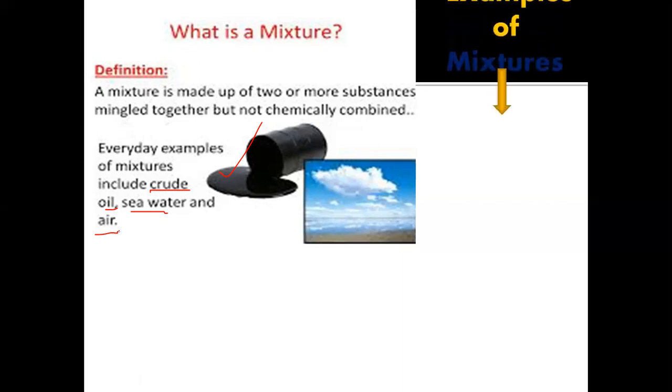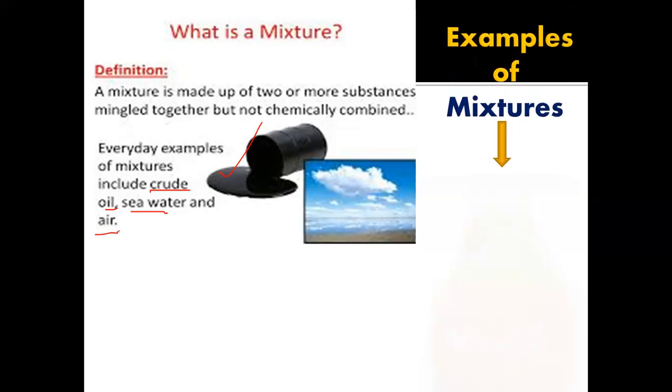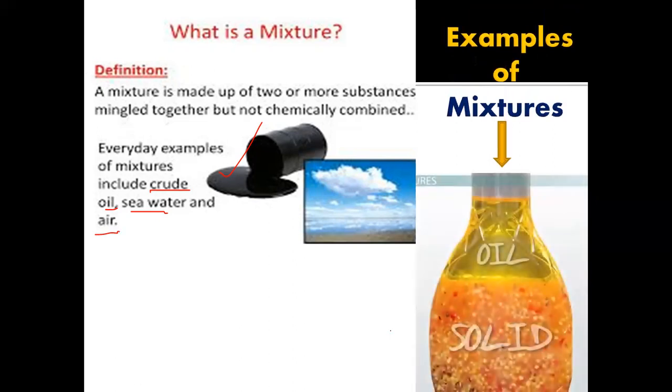If we see some other examples of mixtures, here is a mixture of some solid particles in oil and some vinegar, with pickle-like structure. That is present, and we can say that it is used for salad dressing, for giving flavor and aroma, and it is used for the dressing of salads.